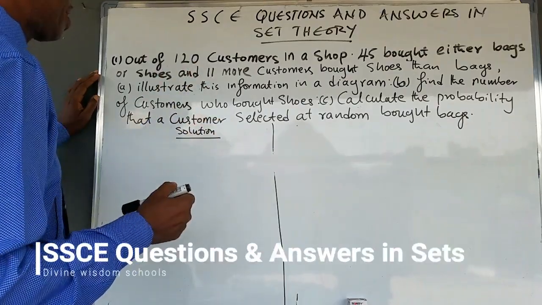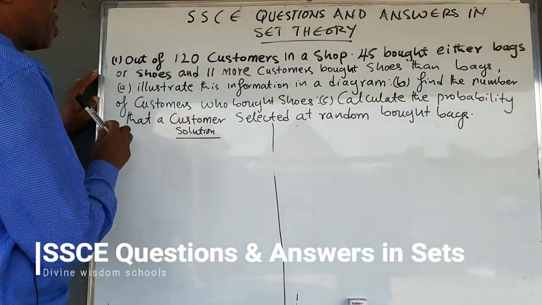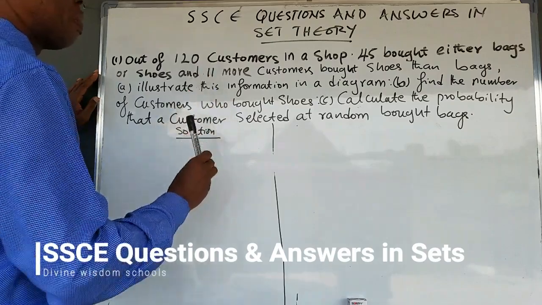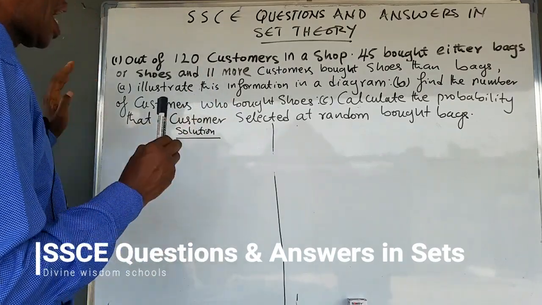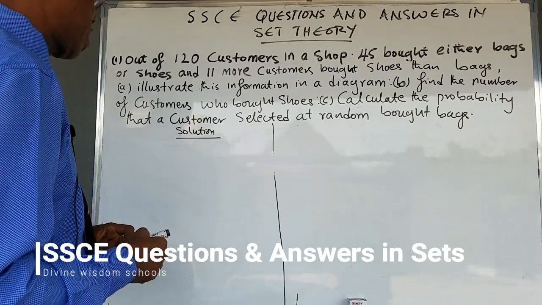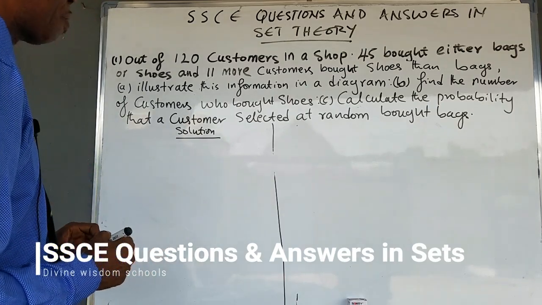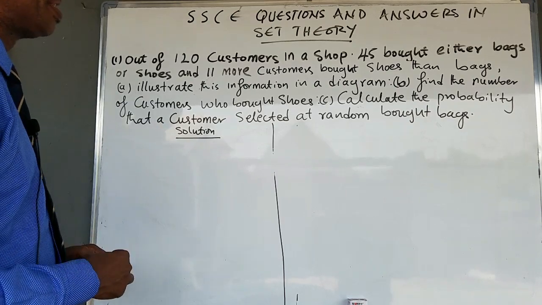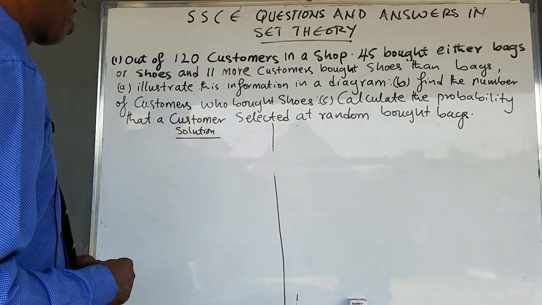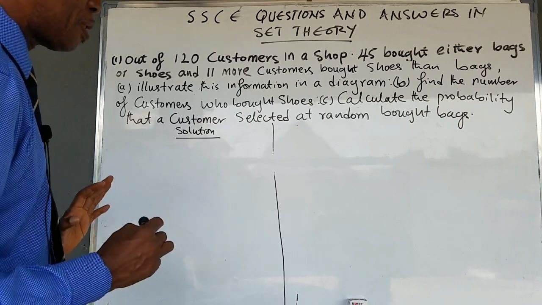SSCE questions and answers in sets. Look at this question. Out of 120 customers in a shop, 45 bought either bags or shoes, and 11 more customers bought shoes than bags. A. Illustrate this information in a diagram. B. Find the number of customers who bought shoes. C. Calculate the probability that a customer selected at random bought bags.